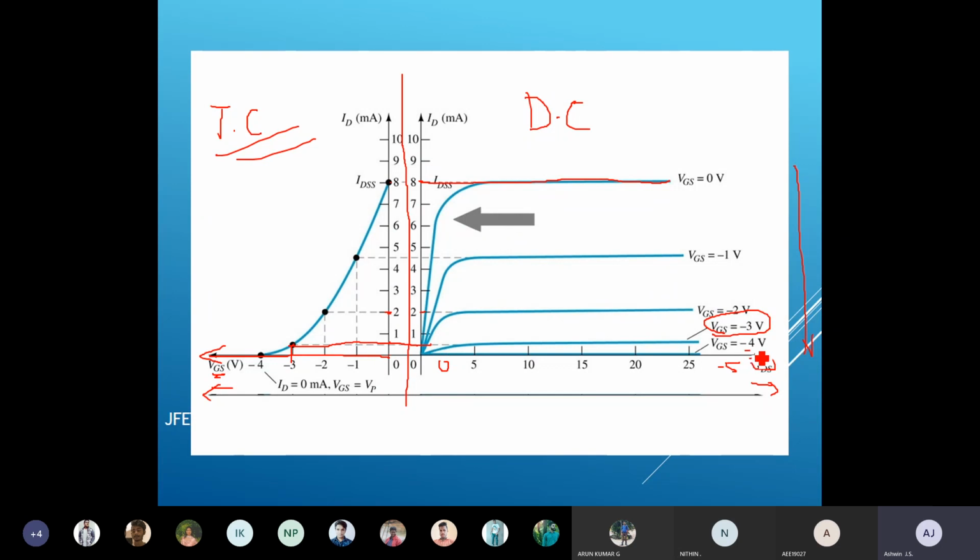When VGS is equal to -4, they are representing it here at the bottom, so that is totally 0. At -4 it becomes 0. So this is your transfer characteristics, which is drawn on the negative axis. It's not a positive axis.